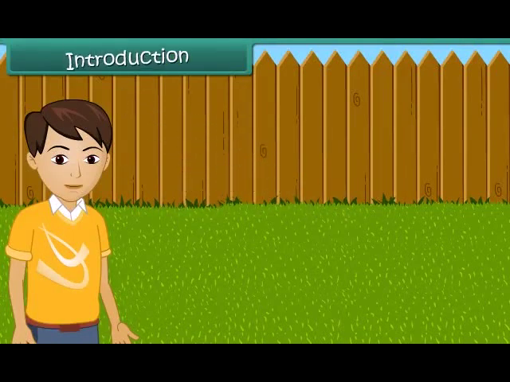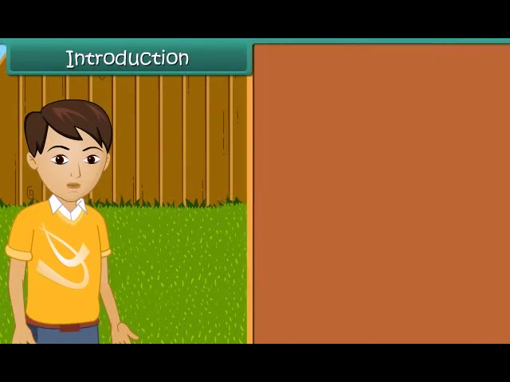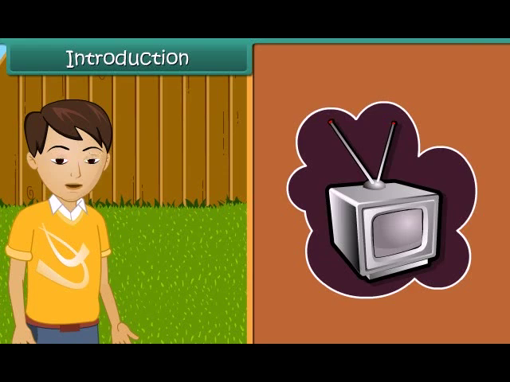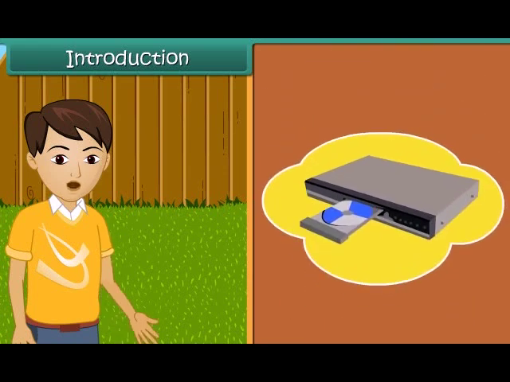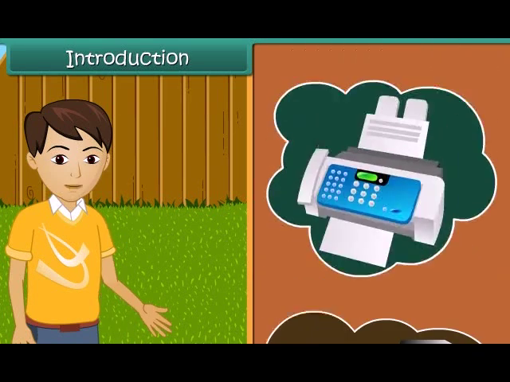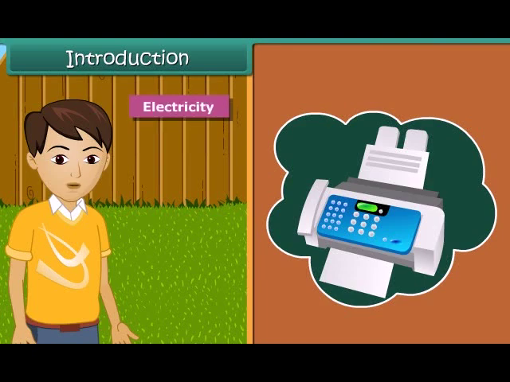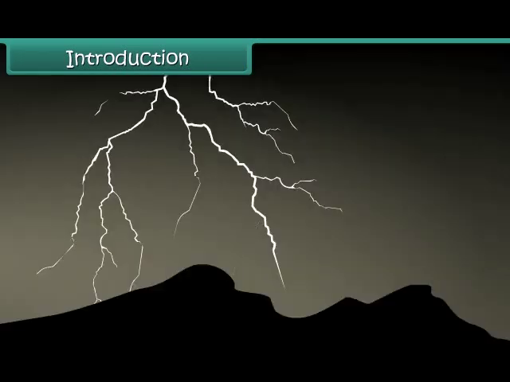Introduction. Hello friends, what do we need to run our television set, refrigerator, DVD players, video games, computer and fax machines? Yes, it is electricity. Electricity has always been around because it naturally exists. Lightning, for instance, is simply a flow of electrons between the ground and the clouds.